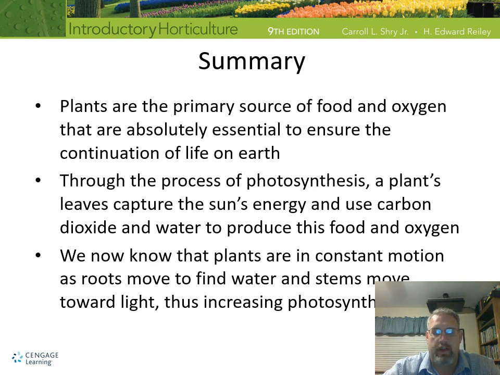Plants are something that is constantly in motion. They're always finding nutrients. They're always growing. They're always uptaking water. They're uptaking nutrients. They're trying to increase their ability to photosynthesize. This is what we know of in plants.